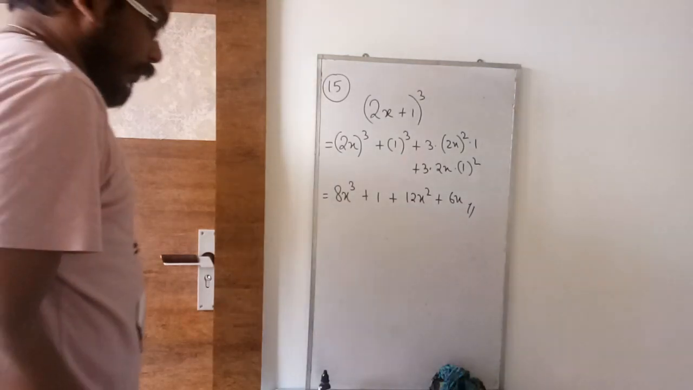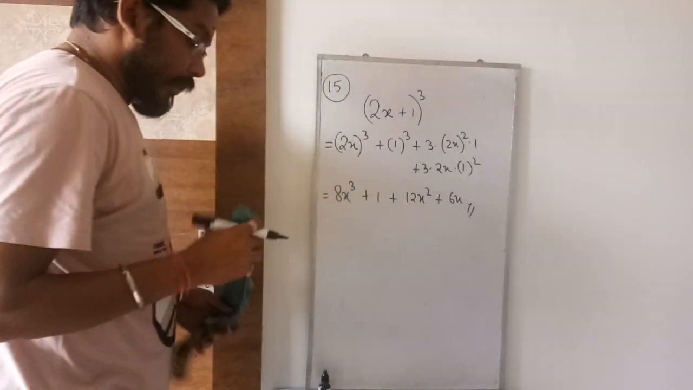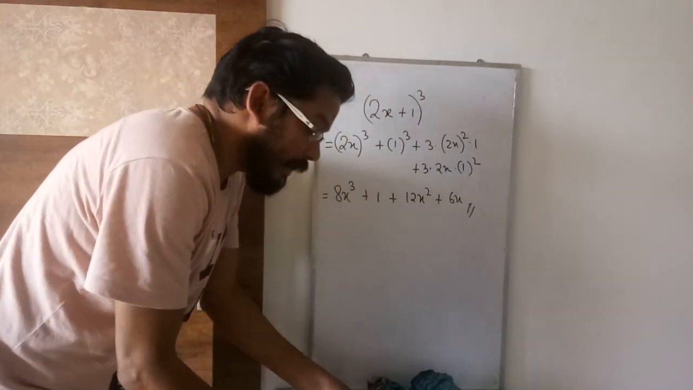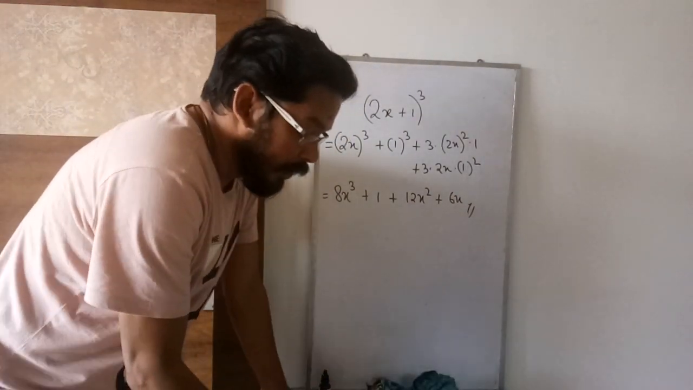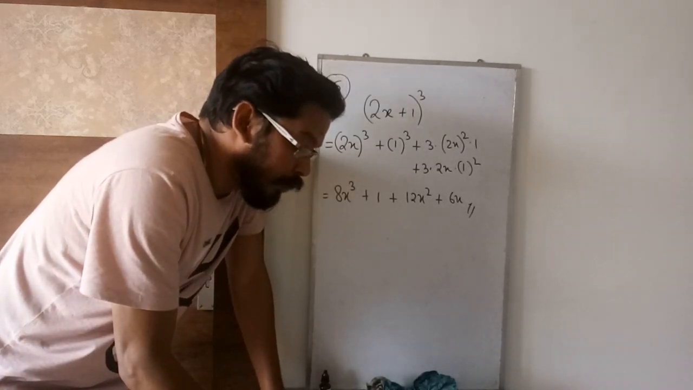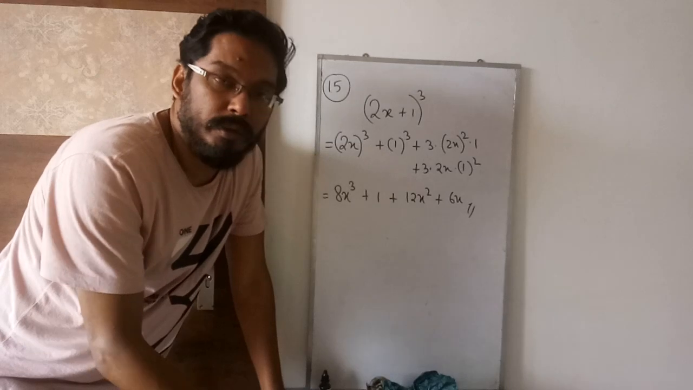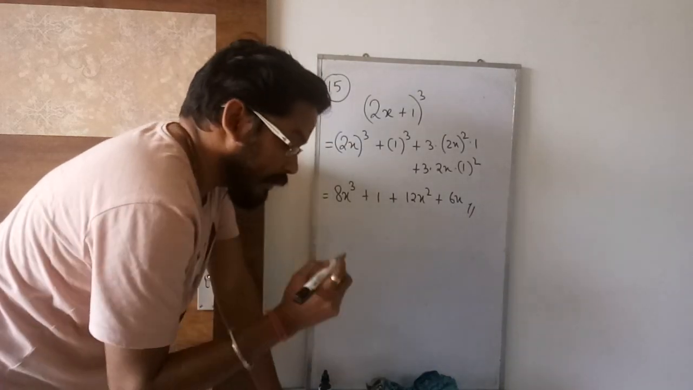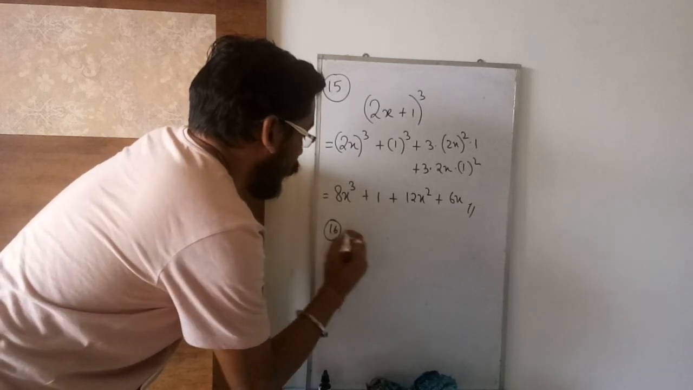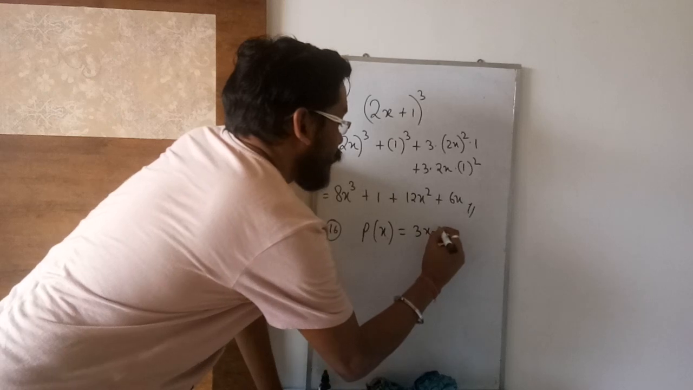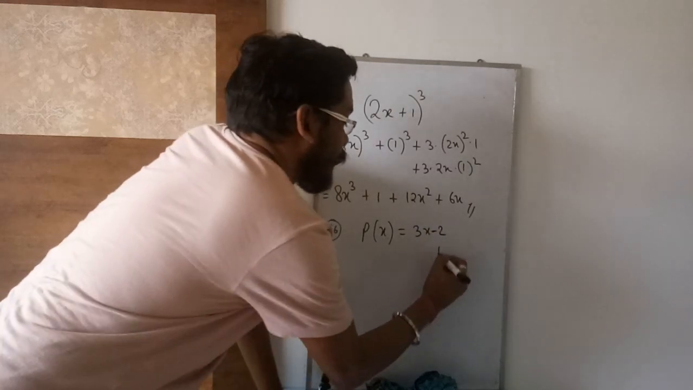Okay. Now question number 16 is objective type again. Zero of the polynomial p of x equal to 3x minus 2. So which will be the zero? Options are given: 1 by 2, 1 by 3, 2 by 3, 3 by 2. So you will put each and every value of x. So p of x equal to 3x minus 2. So rough work I am doing.